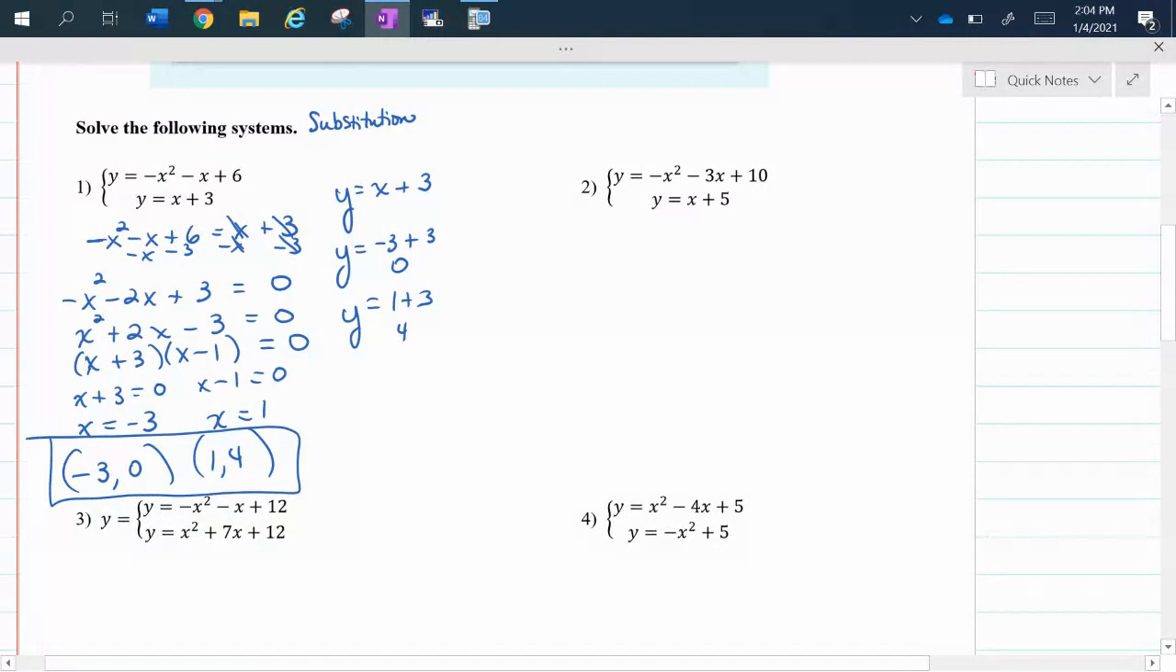Let's go to the next one. It's exactly the same, so I'm going to do the same kind of substitution. I'm going to say x plus 5 is equal to negative x squared minus 3x plus 10, and I'm going to solve this quadratic equation. I'm going to subtract x from both sides, and subtract 5 from both sides. So I get negative x squared minus 4x plus 5. Once again, my x squared is negative, so I'm going to multiply everything by negative 1, change all the signs, and then try and factor.